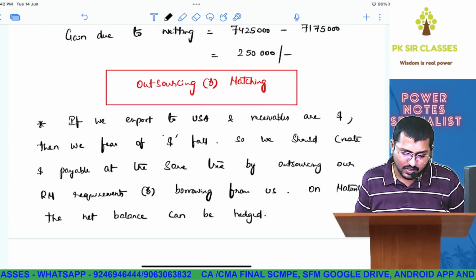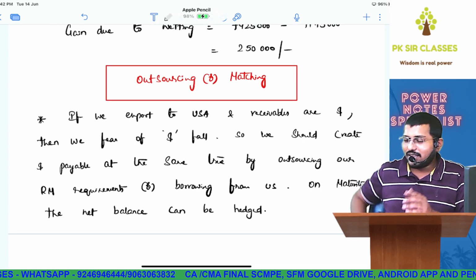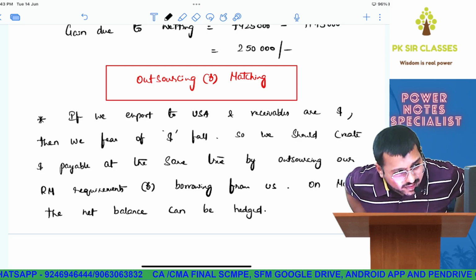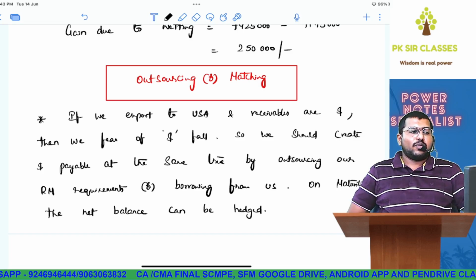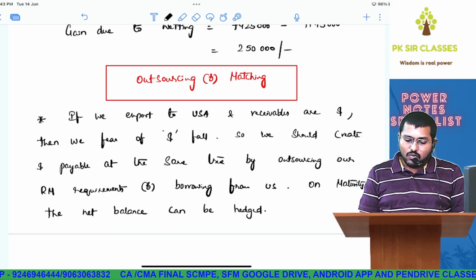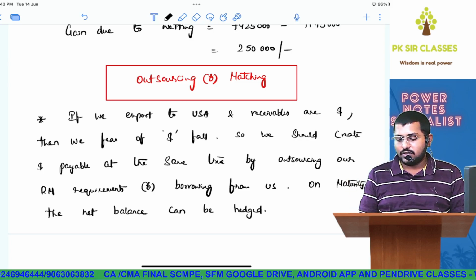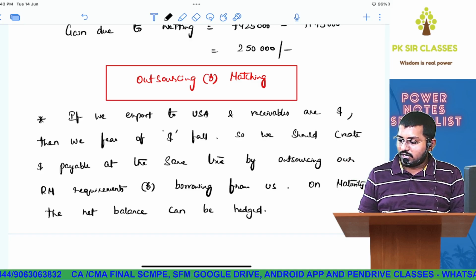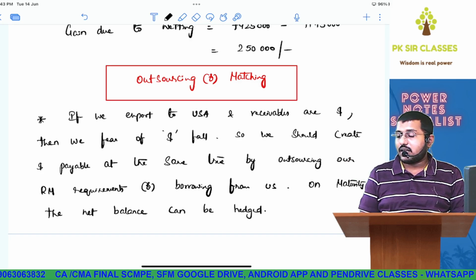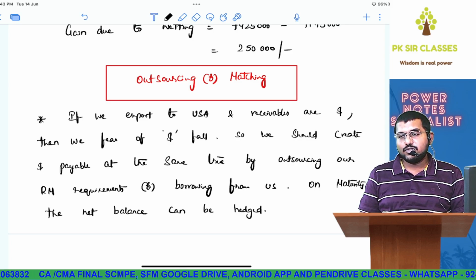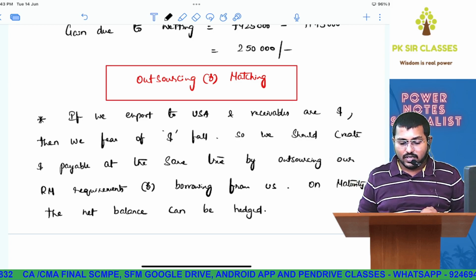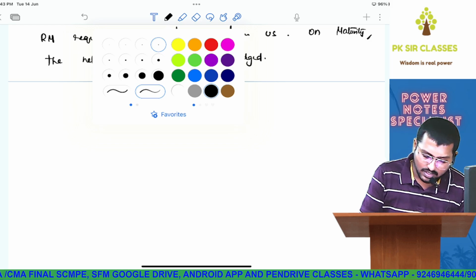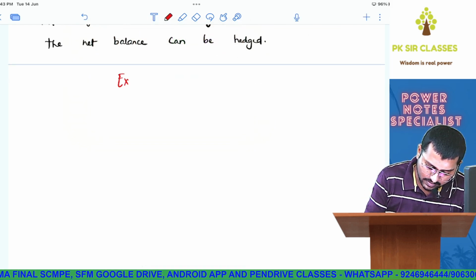Got it? So when it comes to internal hedging, nothing is really important for you except the first one. What is the first one? Leading and lagging. That's the only thing that is important. Apart from that, everything else is not that important. What is important for us is external hedging with respect to transaction exposure. What are the things we got under external hedging? First one is forward cover. Then we have money market cover. Then we have currency futures, currency options. All are important. In that, what is the one we already know? Forward contract. Let's write the next heading: external hedging.